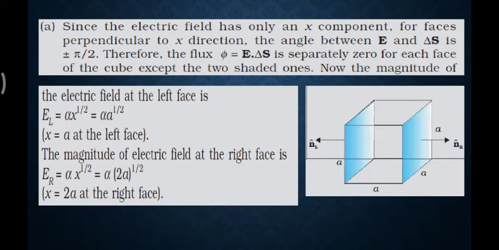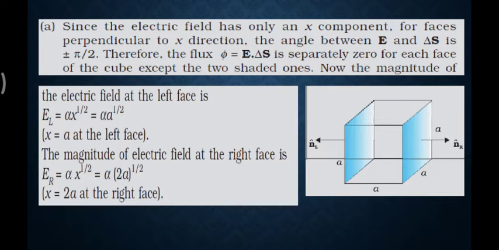Okay, so as we have seen, there is only an x component. For the faces perpendicular to the x direction, the angle between E and delta S is either plus pi by 2 or minus pi by 2, which is nothing but 90 degrees. Therefore the flux is E dot delta S. This is by definition.